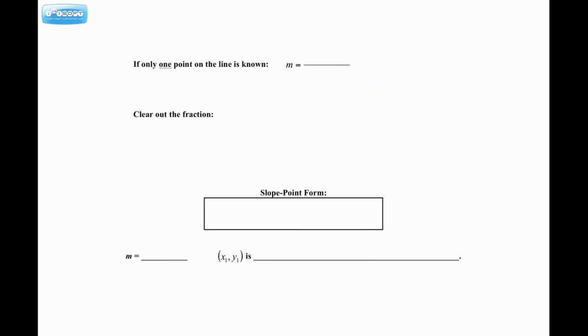Okay, so let's pretend only 1 point on the line is known. So instead of y2 and y1, I'm just going to leave the y2 as a y. So that is y minus y1, and this is just x minus x1. Okay, so it means that these points would be given, but these points are not. Okay, so now what I'm going to do is just some algebra.